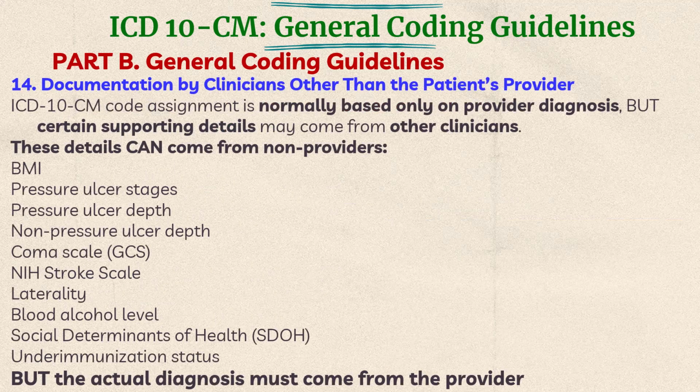Number 14, documentation by clinicians other than the patient's provider. ICD-10-CM code assignment is normally based only on the provider's diagnosis, but certain supporting details may come from other clinicians. The details that can come from non-providers are BMI, pressure ulcer stages, pressure ulcer depth, non-pressure ulcer depth, coma scale, NIH stroke scale, laterality, blood alcohol level, social determinants of health, and underimmunization status. But the actual diagnosis must come from the provider. We will understand when we do the examples.